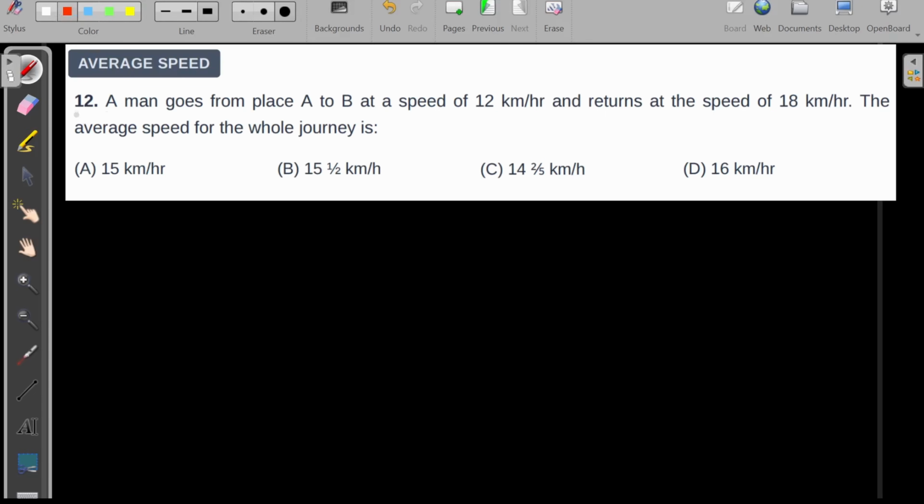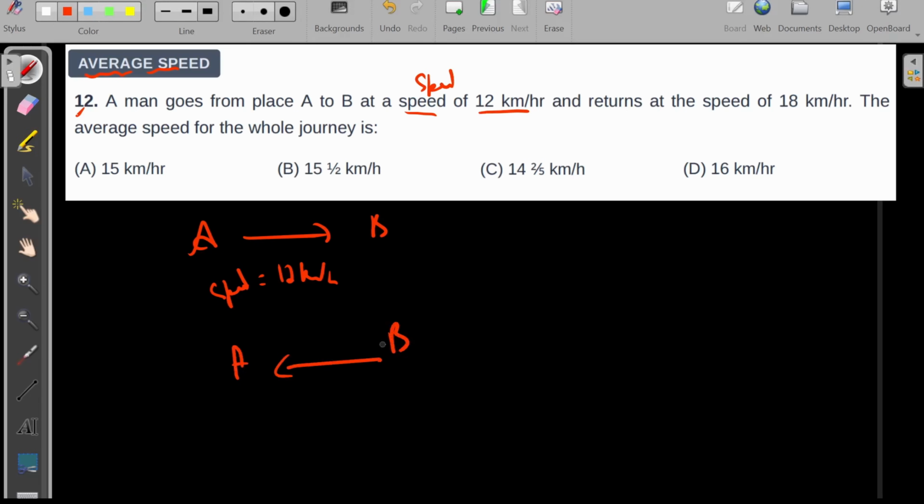Now let's take a look at question number 12. This question deals with average speed. From the question, a man goes from place A to B at a speed of 12 km an hour. So the speed from A to B is 12 km an hour. And he returns, meaning from B to A, but this time his speed is 18 km an hour. So I can write 18 km an hour.